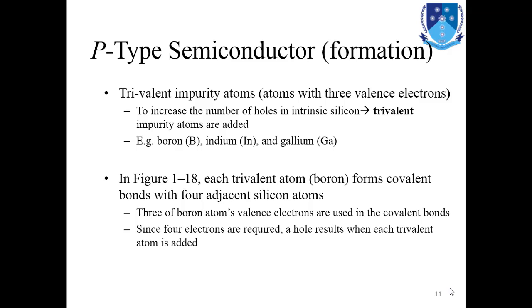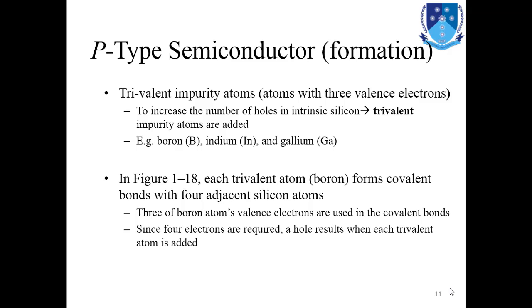Since 4 electrons are required in that crystalline structure, we can say that a covalent bond is missing between the boron and the 4th silicon atom. As a result, a deficiency of electrons will occur, and that deficiency of electron results in a hole when each trivalent atom is added. So we can say that due to the addition of one boron atom, we will have one hole in that semiconductor material.